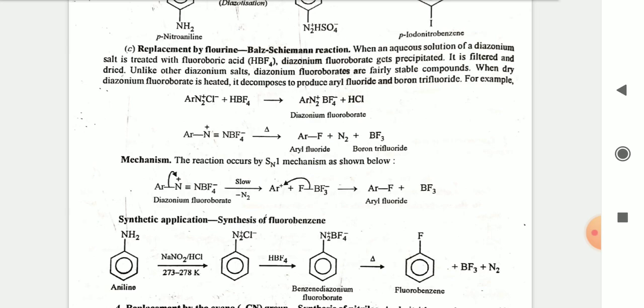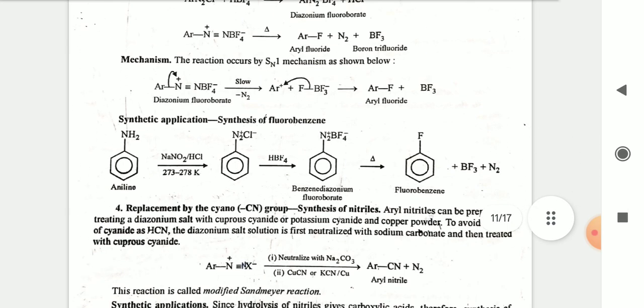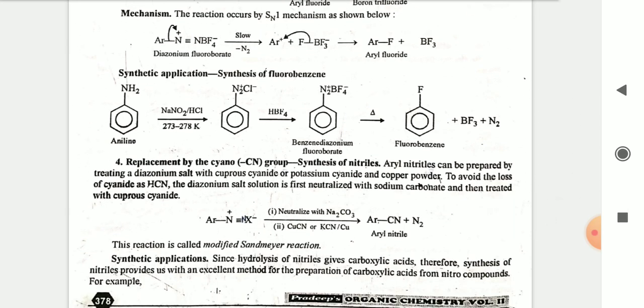Synthetic application: synthesis of fluorobenzene. Aniline in the presence of NaNO2, HCl at 273 to 278 Kelvin will give benzene diazonium chloride. In the presence of HBF4, it will give benzene diazonium fluoroborate. When heated, it will give fluorobenzene plus BF3 plus N2.